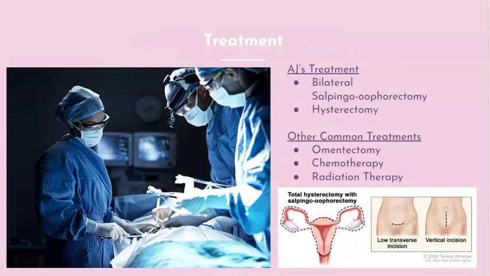So treatment for ovarian cancer, AJ's oncologist suggested a really aggressive approach of a bilateral salpingo oophorectomy and a hysterectomy, which means a total removal of the ovaries, fallopian tubes, and the uterus. But other common treatments include an omentectomy, which is the removal of part of the abdomen lining, as well as chemotherapy and radiation therapy. So although it wasn't mentioned in the case study, it's very likely that AJ would also undergo chemotherapy or radiation treatment.